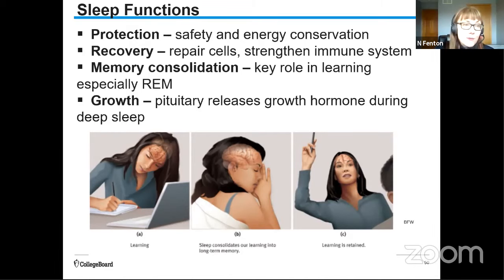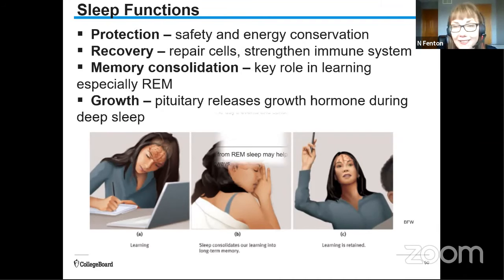A lot of research supports the idea that sleep is needed for memory consolidation, so it's important for learning. And growth hormone is released by the pituitary gland during sleep, so sleep is also related to growth and development.